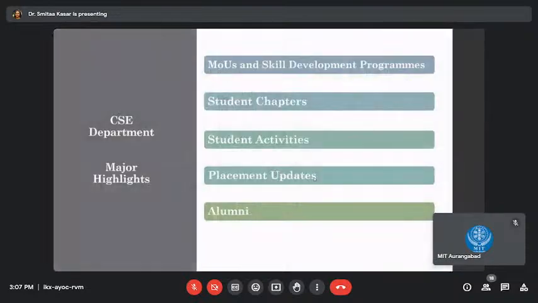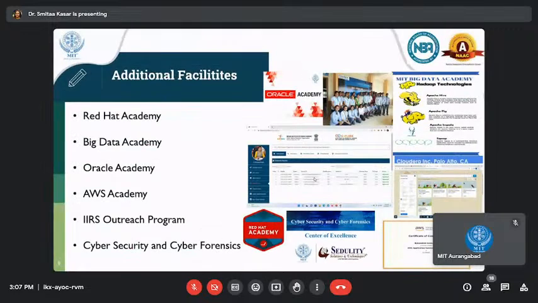Now let me go through a few of the points. As you can see here, this is what kind of interaction we have with industry, what type of association we have with industry, what kind of programs we run, and in short about the student involvement and the placement and alumni. So considering the industry association, these are some of the additional facilities that the Computer Science and Engineering Department provides.